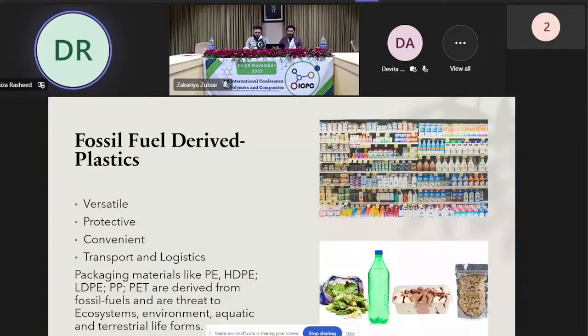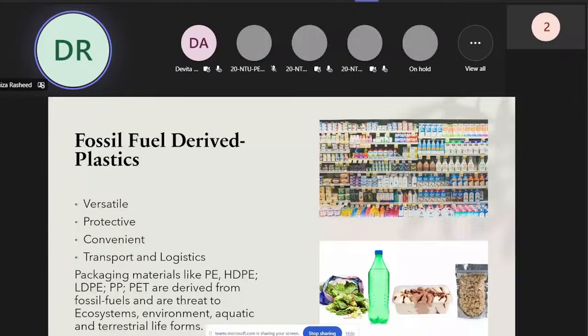But with all this importance in our life, they do come with baggage, and that is that they have put a lot of threats to our ecosystem, to our environment, to our aquatic and terrestrial life forms. In this presentation, I will talk about different kinds of alternatives that we can use instead of these plastic materials. Before getting into the detail, I would like to show you a couple of examples.